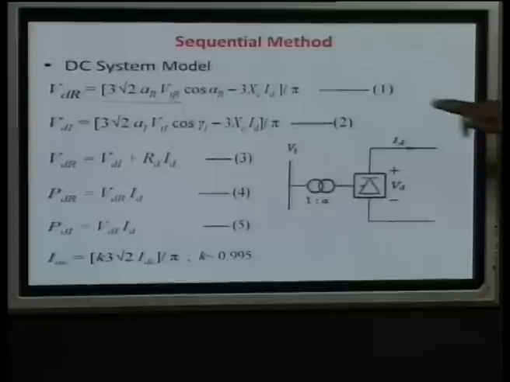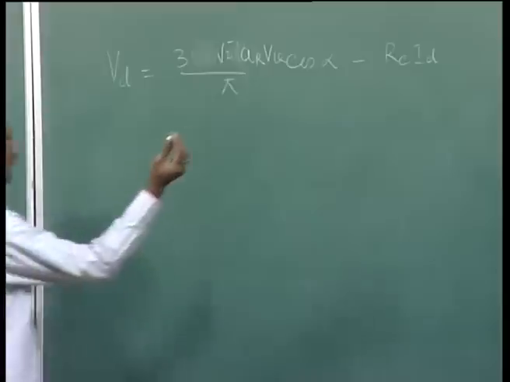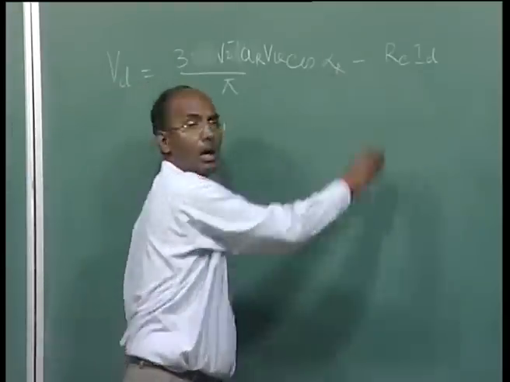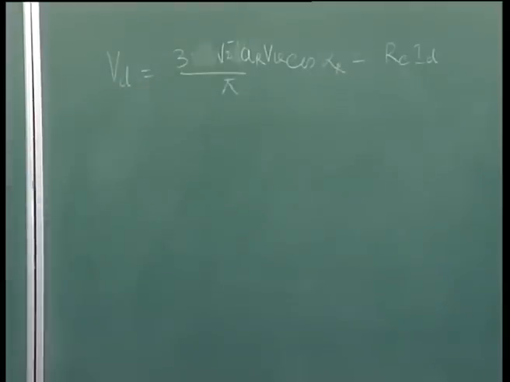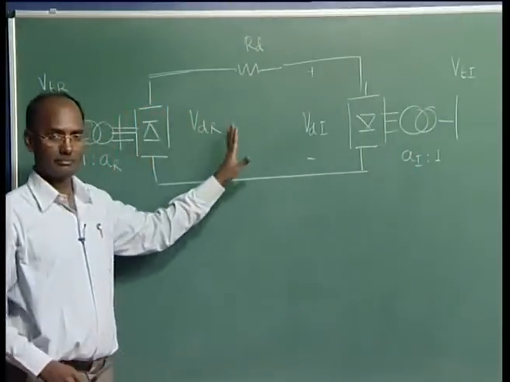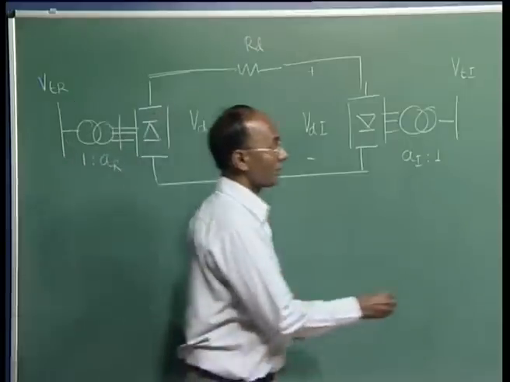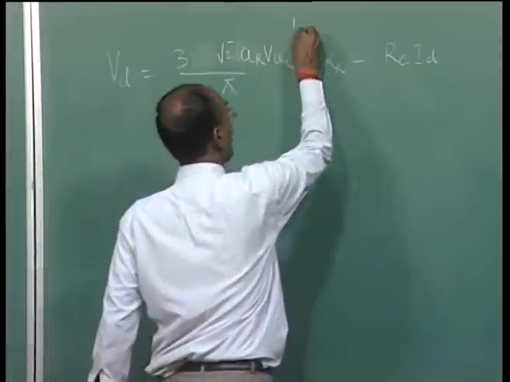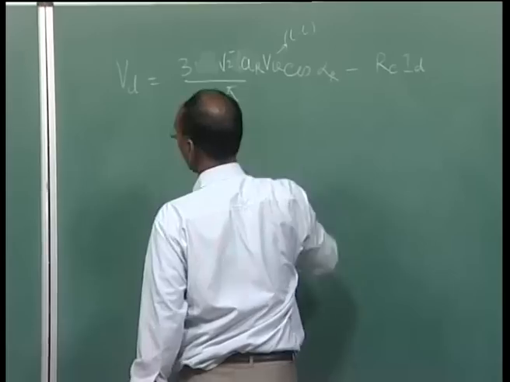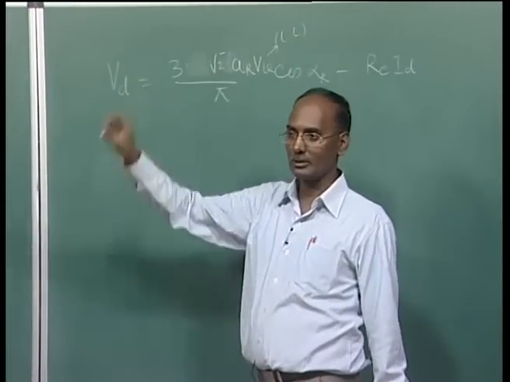This equation is similar to the earlier one. The alpha here, which I have written with R, is for the rectifier. Is it clear up to this point? Now the voltage we are writing is the line-to-line voltage, and VD is, as usual, the DC voltage.